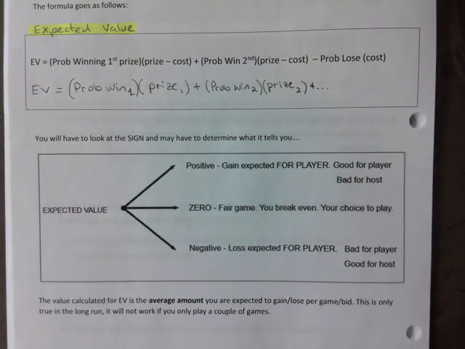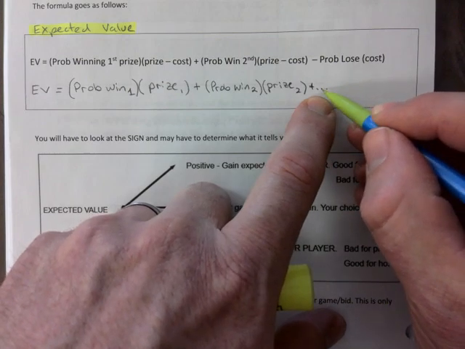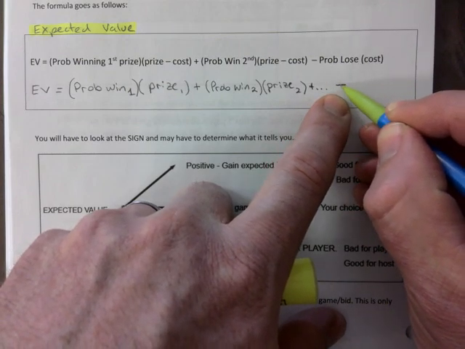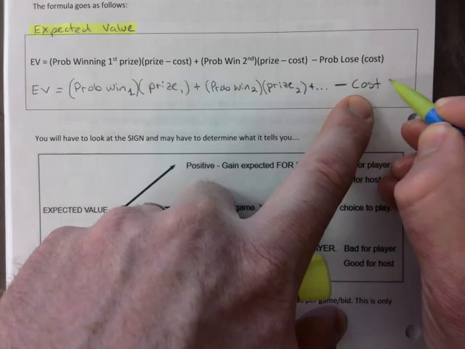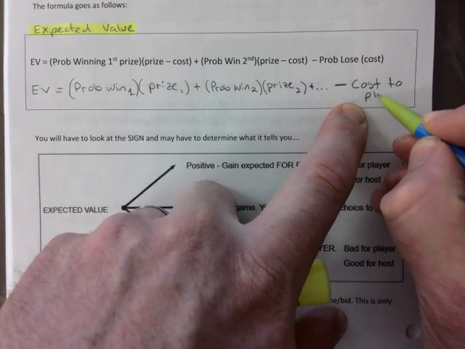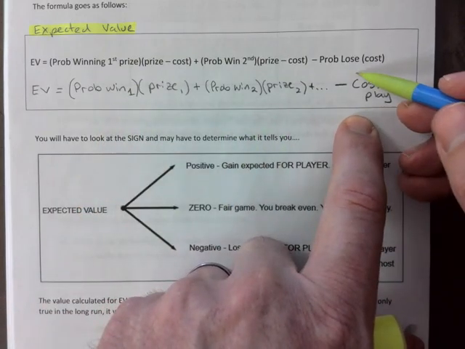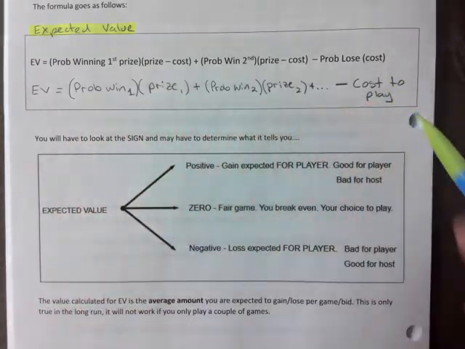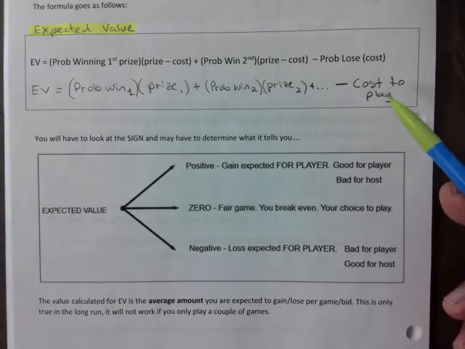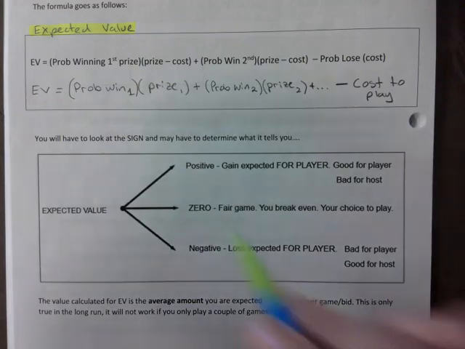I've seen a maximum of 3, but it wouldn't matter. You just keep doing that, dot, dot, dot. At the very end, you're going to subtract the cost to play. You take away the cost of playing. So we calculate all of that, and then at the very end, if it costs $5 to buy a ticket, that's what you would put down. This is the formula.